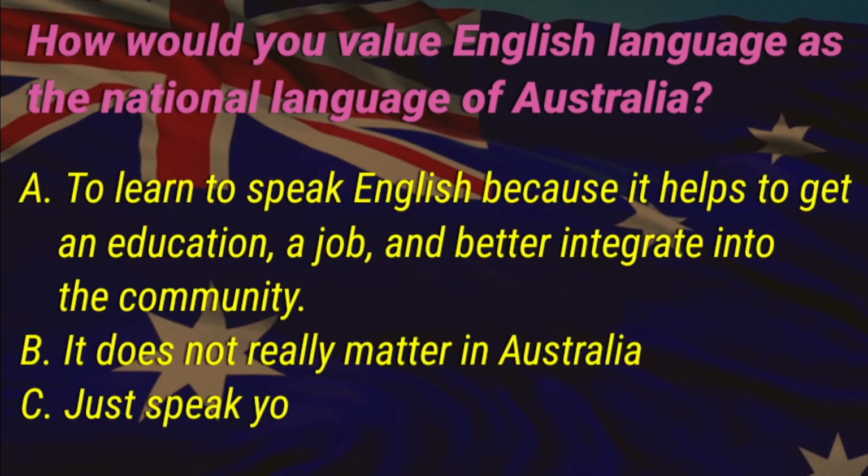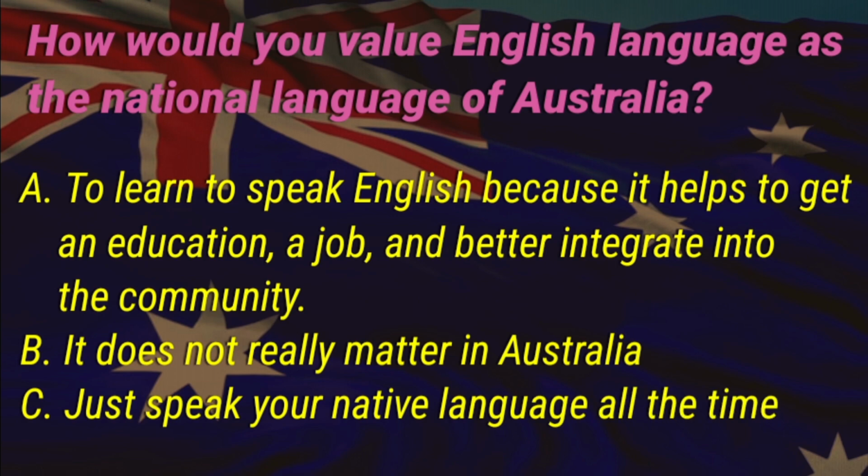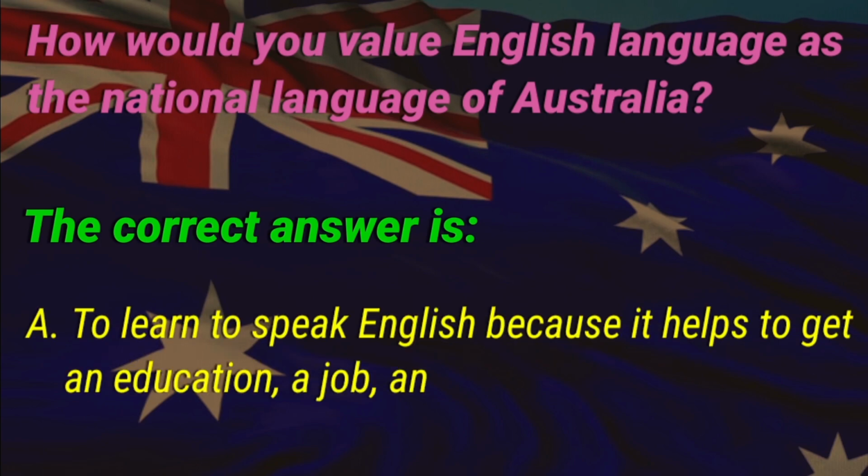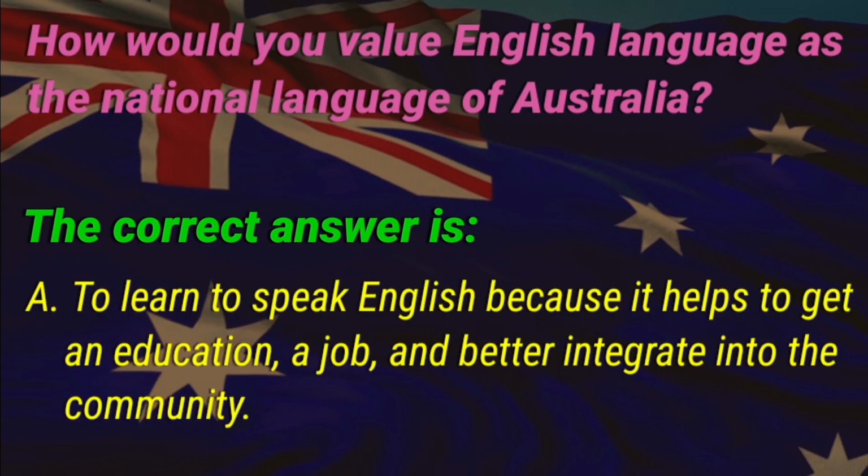How would you value English language as the national language of Australia? A. To learn to speak English because it helps to get an education, a job, and better integrate into the community. B. It does not really matter in Australia. C. Just speak your native language all the time. The correct answer is A. To learn to speak English because it helps to get an education, a job, and better integrate into the community.